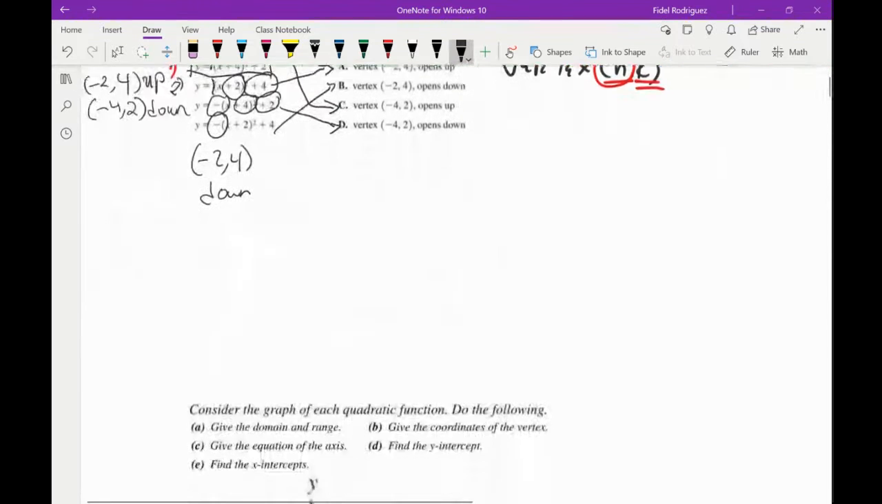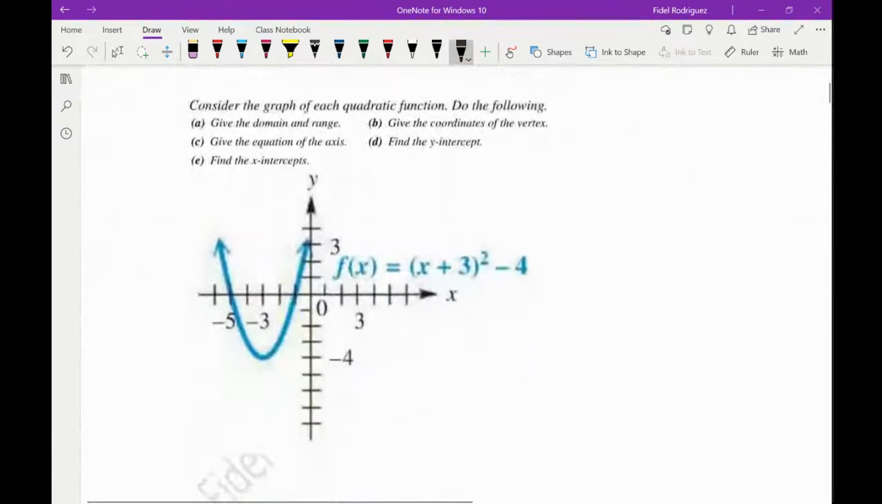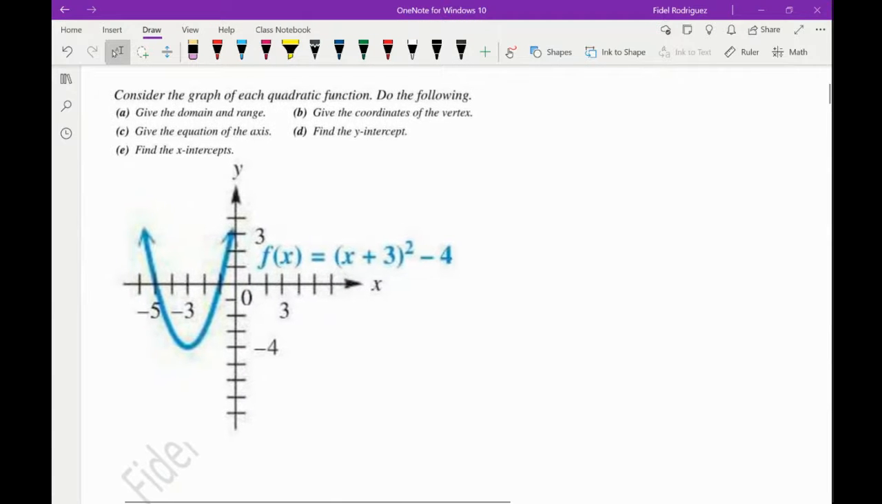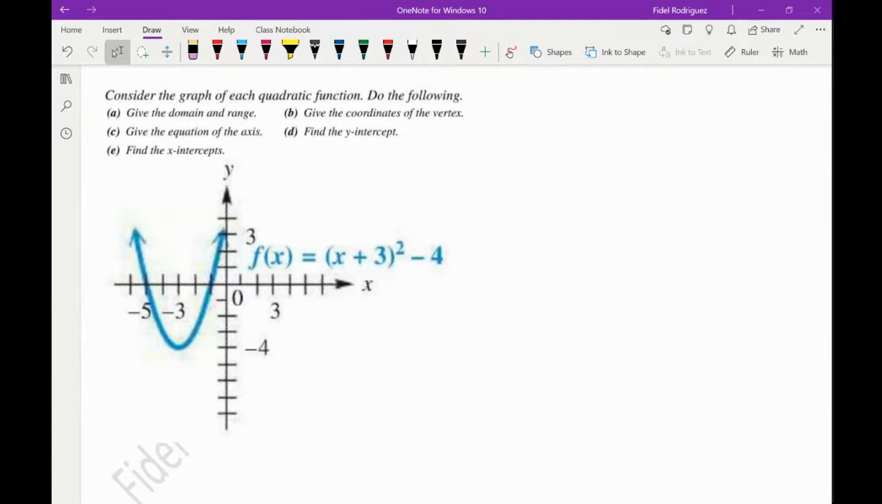So let me go ahead and scroll down over here, and we're going to take a look. We got a couple of problems, and they're all going to be very similar. The idea here is we're going to find 5 different parts. And the first one says, let's find the domain and the range.